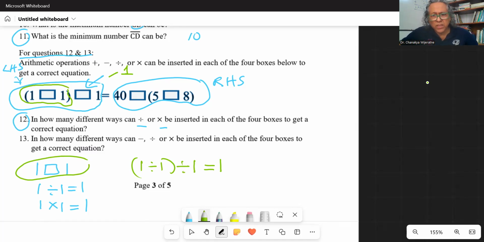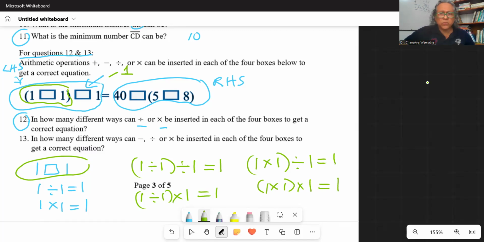And then we have 1 divided by 1 times 1 is equal to 1, right? And then 1 multiplied by 1 and divided by 1 is 1, and 1 multiplied by 1 multiplied by 1 is 1, right? So we can get 1 on the left-hand side in 4 ways. But can we get 1 on the right-hand side so that we'll have a balanced scale equation?